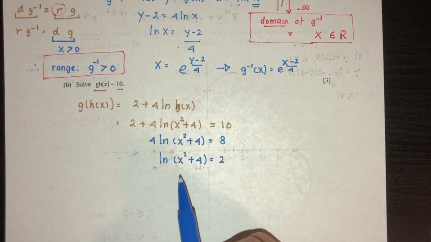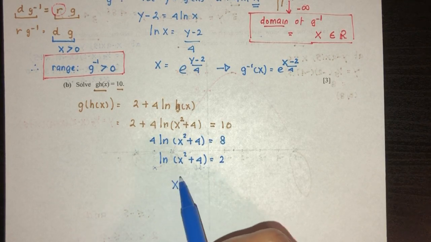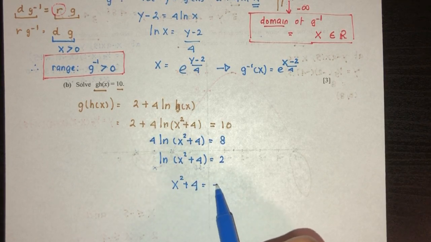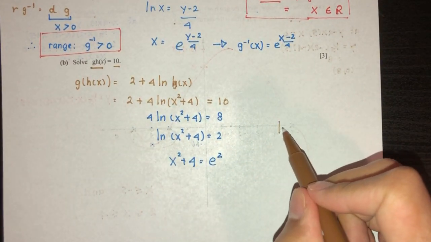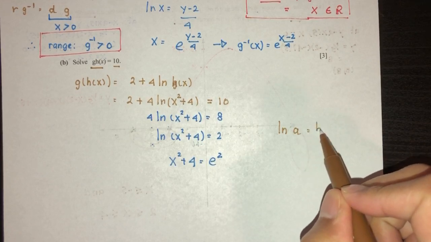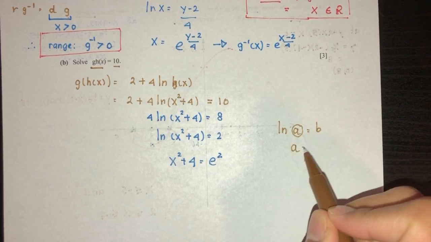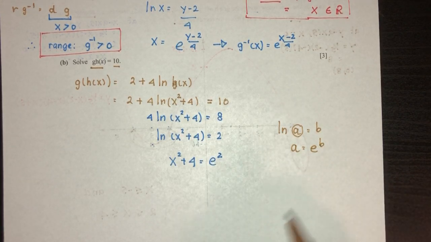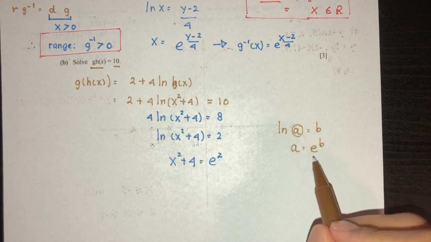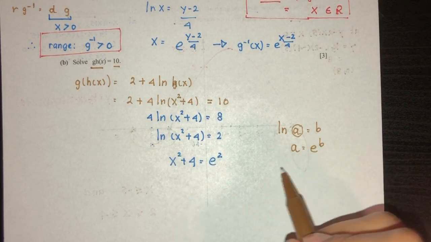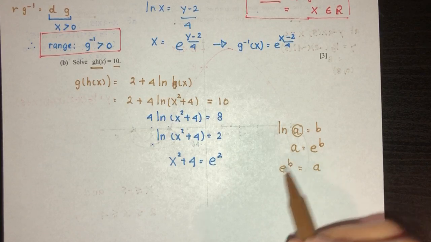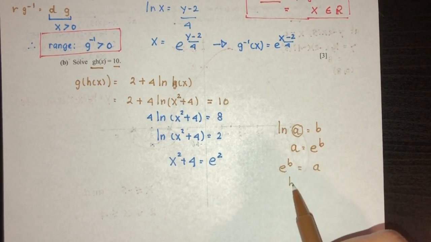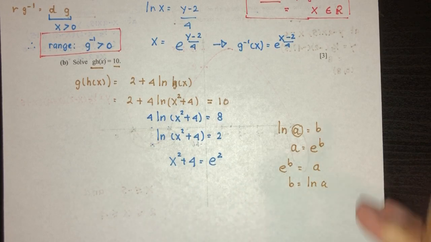From this, you can find that x squared plus 4 has to be exponential power 2. You guys have to know this. Let's say I have ln a on one side and b on the other. If you want to find the value of a, it will be exponential b. When you send ln over to the other side, it becomes exponential. It's the same thing if you have exponential on one side, with a here, and you want to find the value of b. When you send exponential to the other side, it becomes ln. So it's the same thing, but inversely. You have to know these two steps.